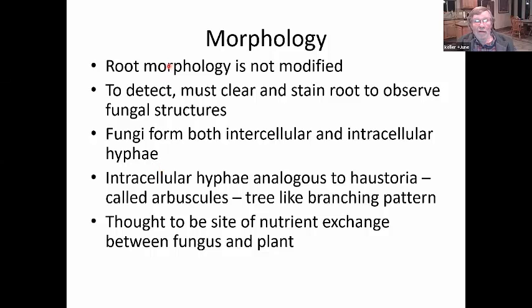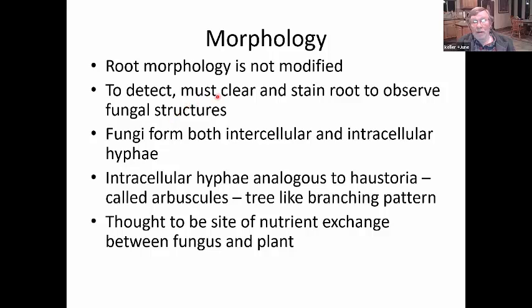Okay, and here's where the rubber meets the road. The morphology of the root is not modified when these things are there. So you can't pull up a plant and look at its roots and tell if it's got these arbuscular mycorrhizae. To detect them, you've got to clear and stain the feeder roots to observe these fungal structures inside of them.